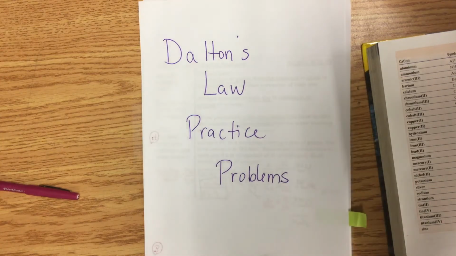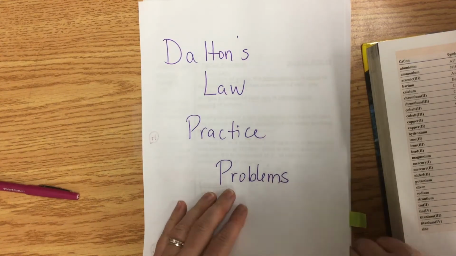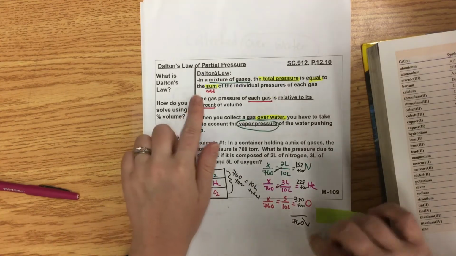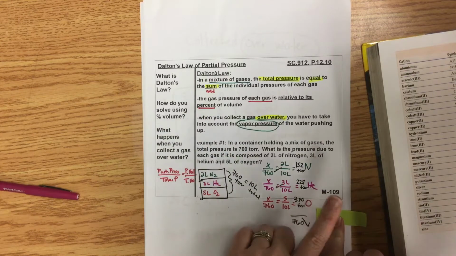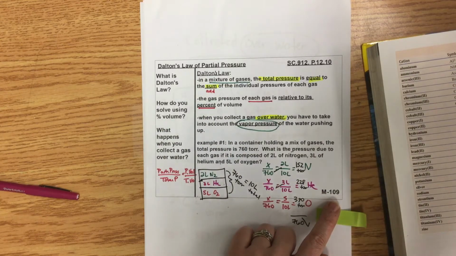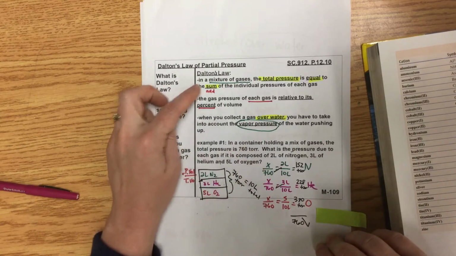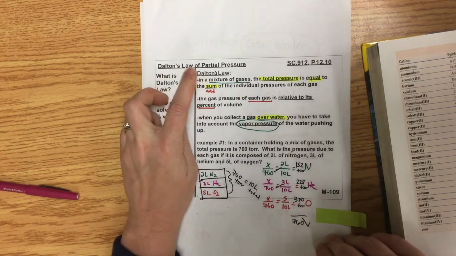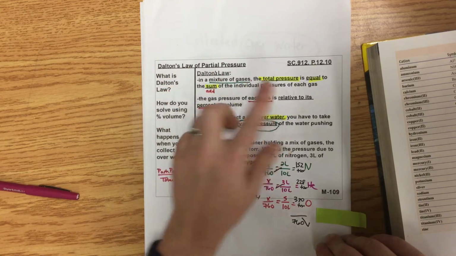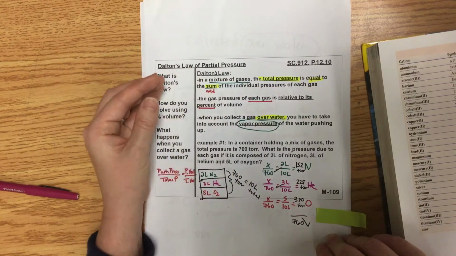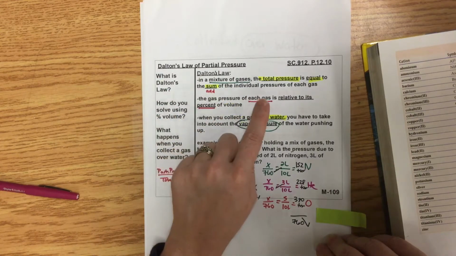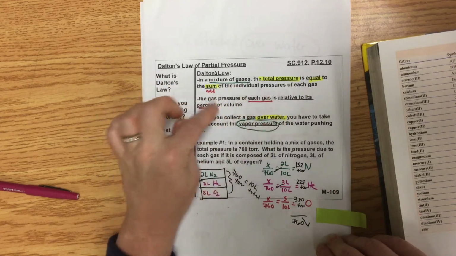Okay, so here's our second video on Dalton's Law, and this is Dalton's Law practice problems. Hopefully you've already watched the video on Dalton's Law of partial pressure, which we did notes on page 109. We talked about how Dalton's Law had three parts to it. Dalton's Law is always about a mixture of gases, and we know the total pressure is equal to the parts added up.